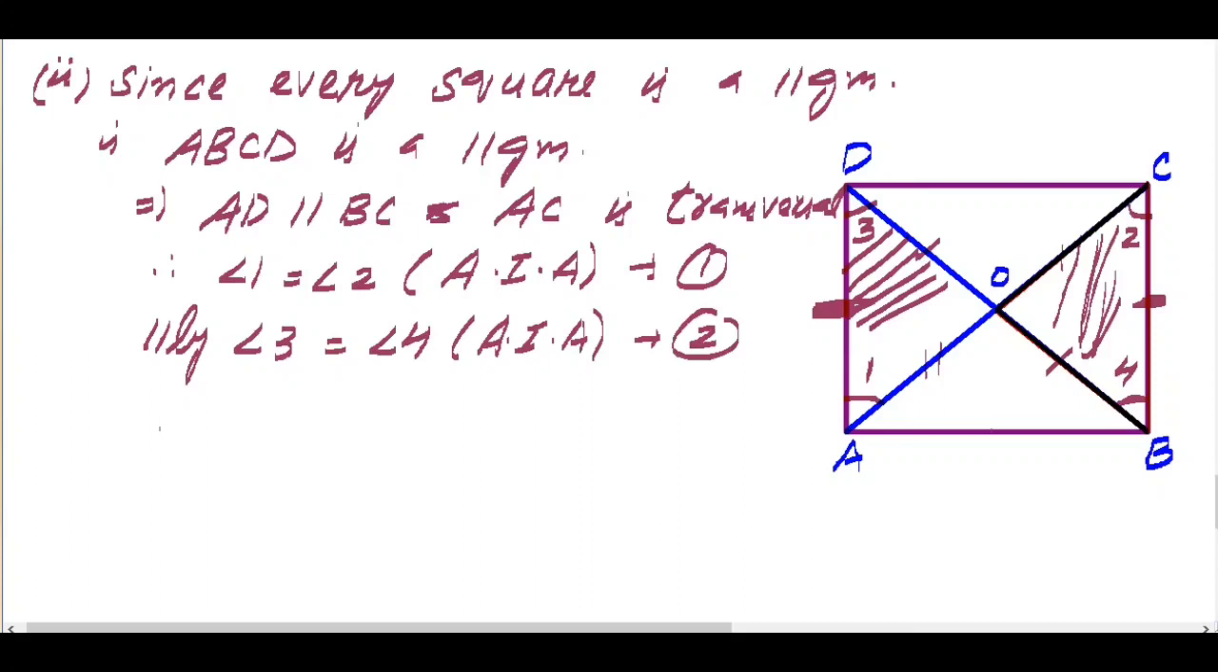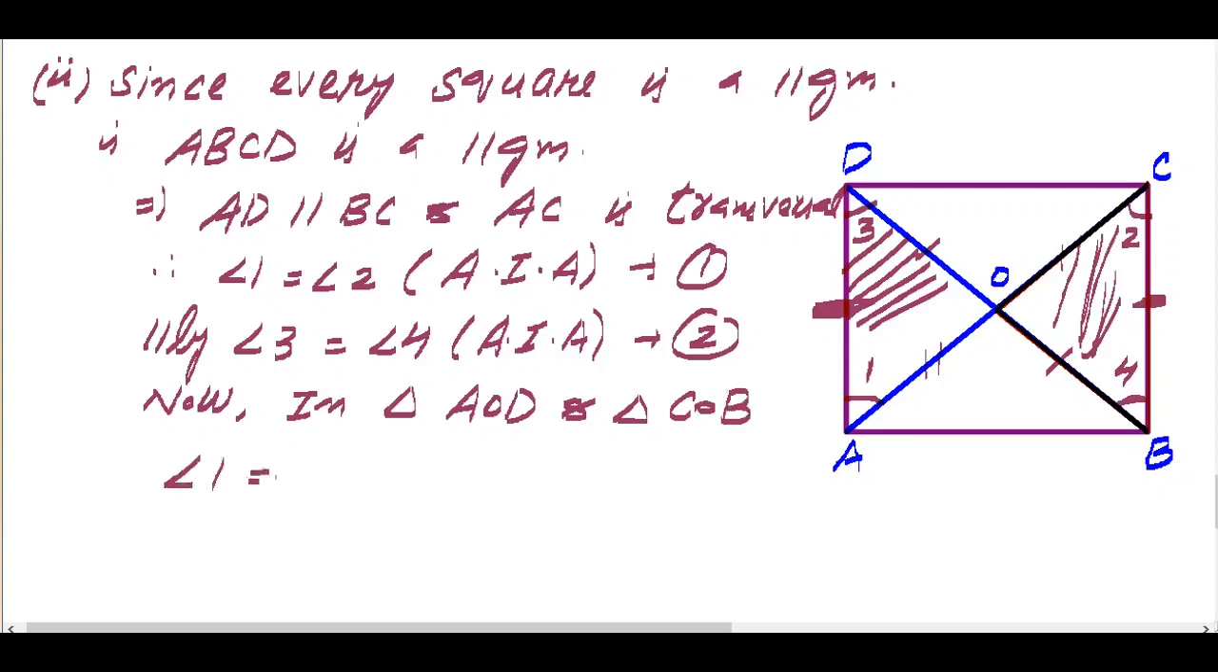Now in these two triangles, triangle AOD and triangle COB, first point, angle 1 is equal to angle 2 using equation first. We have already proved in the equation first that angle 1 is equal to angle 2. Second point, in these two triangles, AD is equal to BC. Why? Because sides of a square are equal.